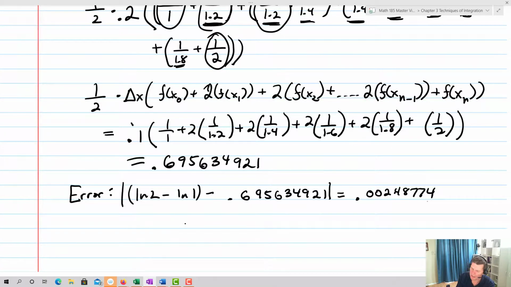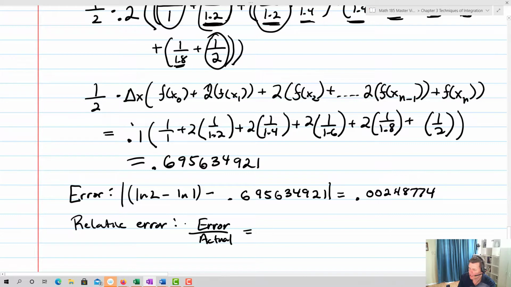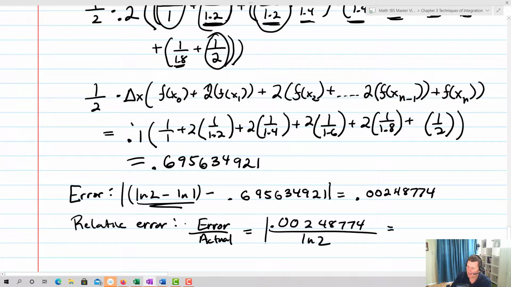Now, one of the other things that we might want to do is find something called a relative error. The relative error is the error divided by the actual, so it's what percentage of the actual value we are off by. In this case, it's going to be 0.002487774, and we'll divide that by the natural log of 2, because that's our actual value. We'll put that in absolute value as well, and that's going to give me 0.003589, or 0.3589% of the actual value is accounted for by our error.